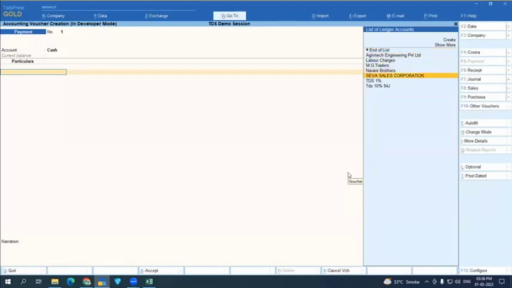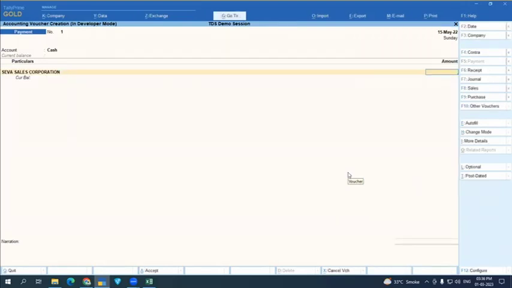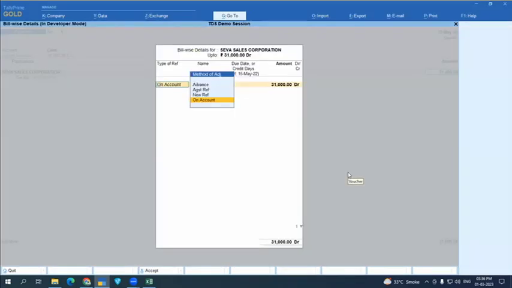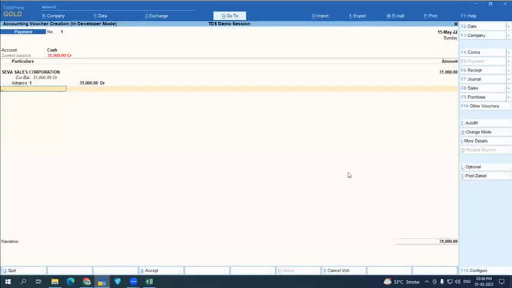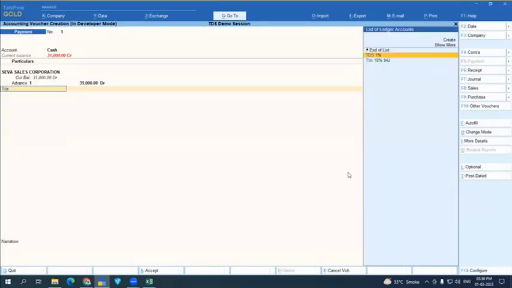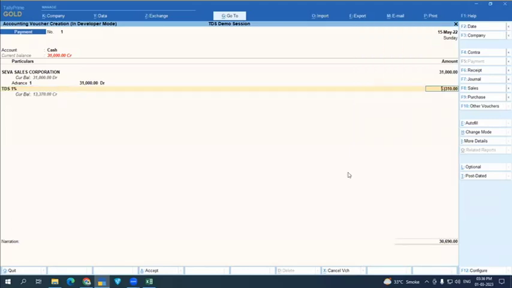Assume that I'm paying an advance of 31,000. And you have to select advance here. Please keep in mind, if you are not selecting advance here, that will not be considered for your next billing. So I'm selecting advance 31,000 and TDS is applicable at 1%, which is 310, and I am pressing accept.